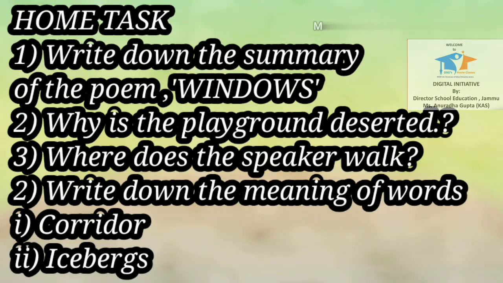Now it's time for homework. Students, you need to do one thing. You need to write down all the material that we have discussed in this poem. But along with this, you need to write down the summary of the poem Windows. Why is the playground deserted? Where does the speaker walk? Write down the meaning of the words corridor and icebergs, which we have already discussed. So go through the poem once again and then write down the answers in your notebooks.